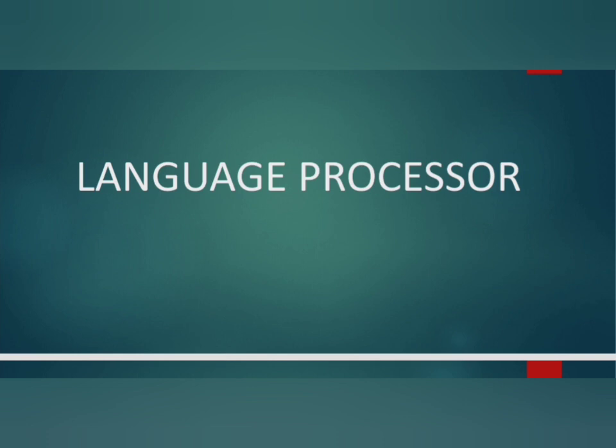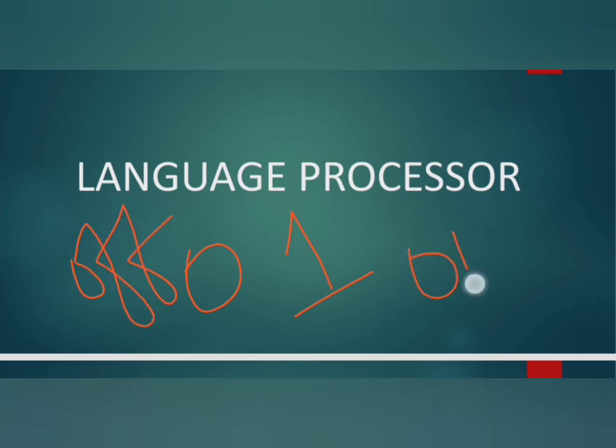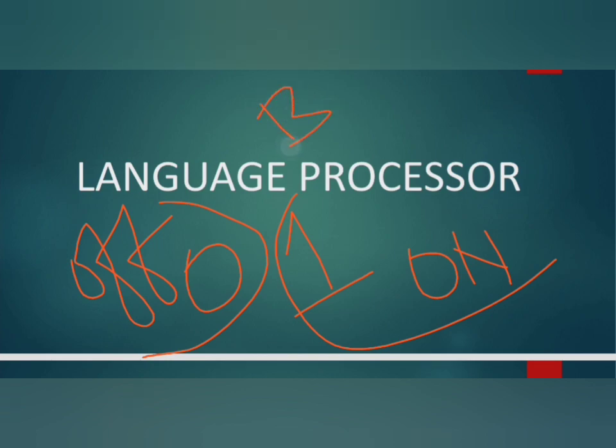So coming to the topic language processor. It's a processor that actually processes the languages. That means, for example, computer understands only binary language, that is 0 and 1. We know this. 0 is for off and 1 is for on. We know this, right? So computer understands only binary language.